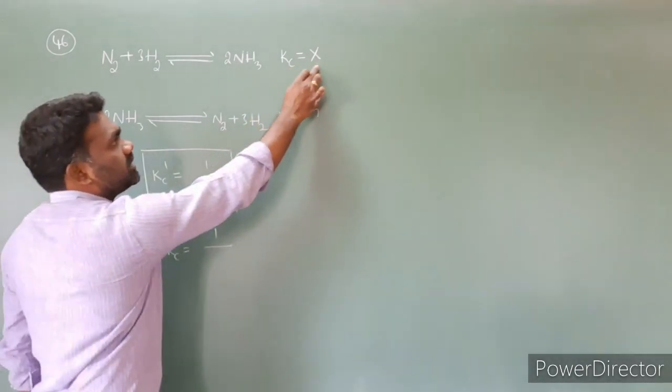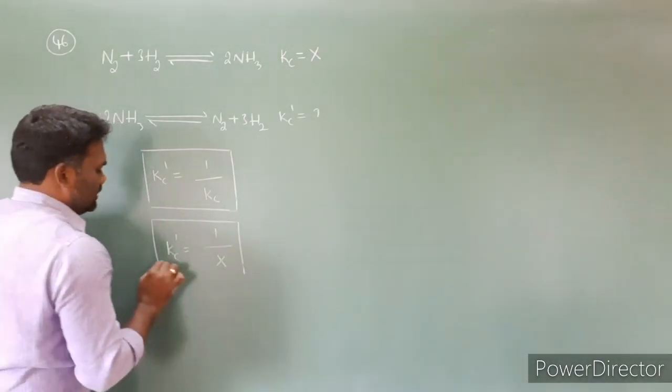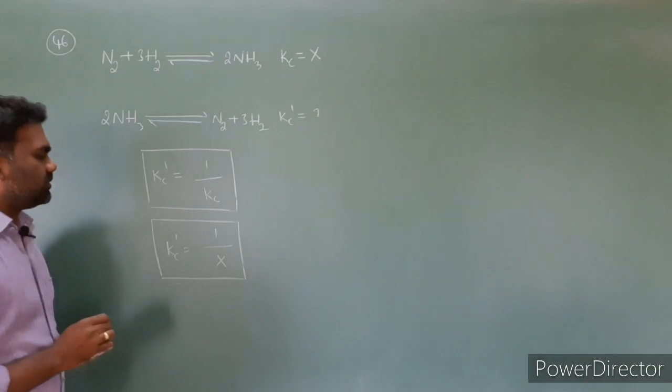Kc dash is equal to 1 by Kc. How much is Kc given? X. So 1 by X, isn't it? Then this is the final equation: Kc dash is equal to 1 by X.